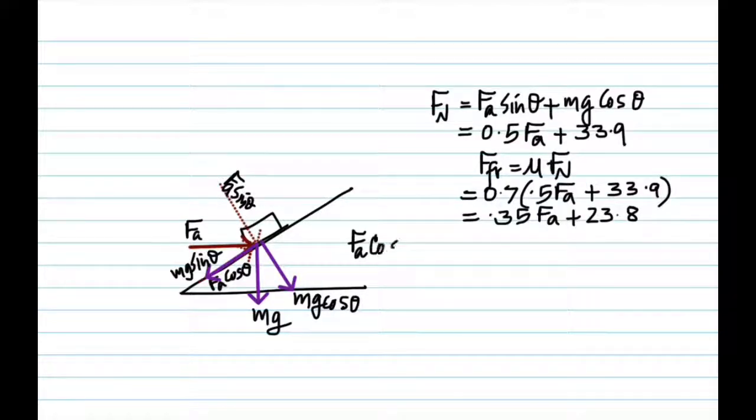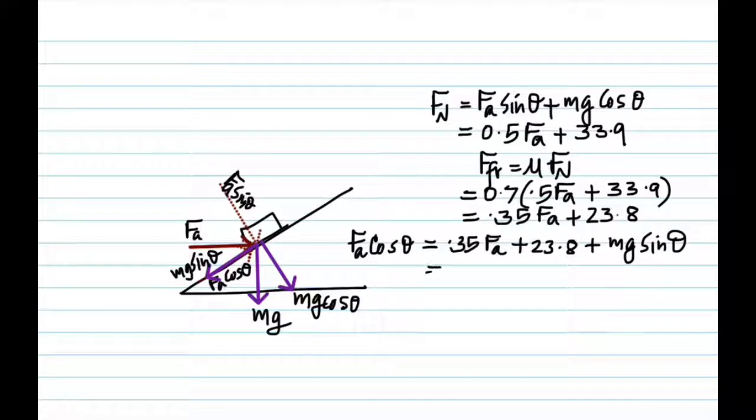And then the x-axis. On the x-axis there are how many forces? FA cosine theta, up, isn't it? And there is friction down, come on. Yeah, and mg sine theta. So there it is. That's along the x-axis.